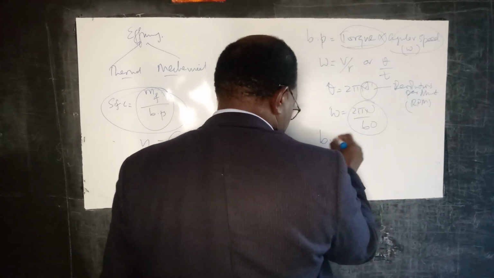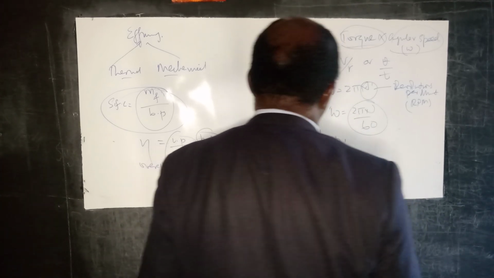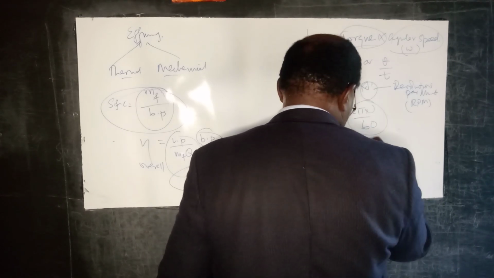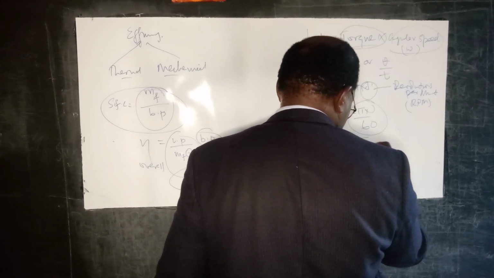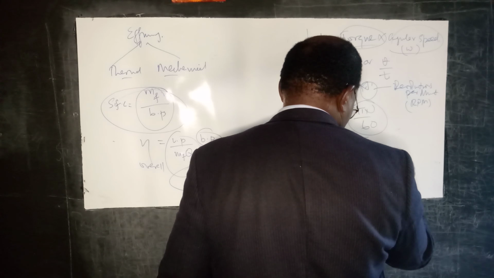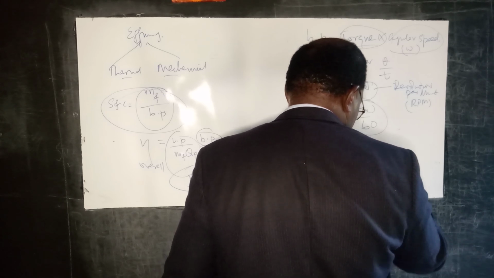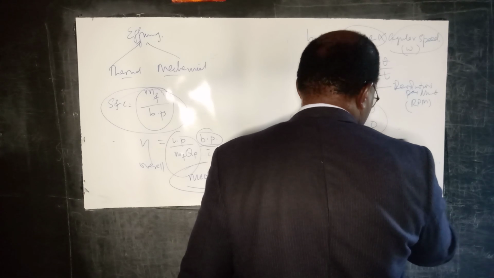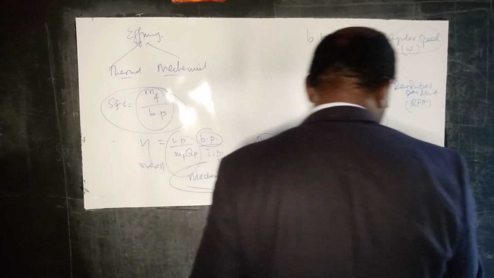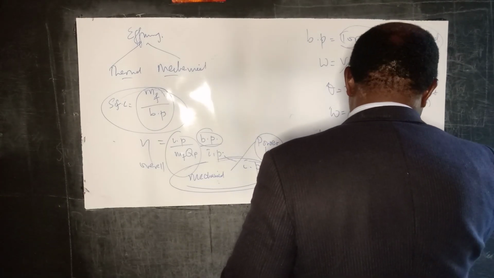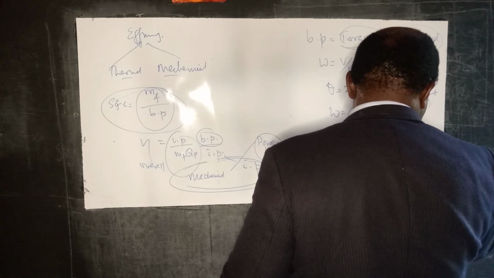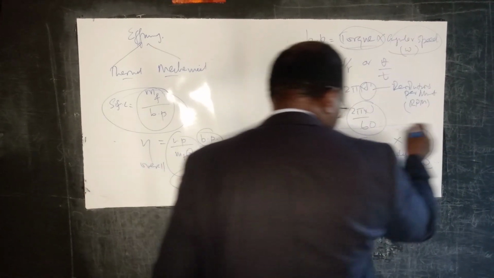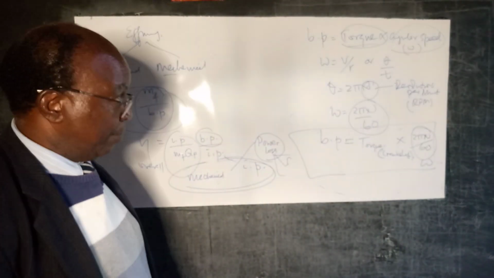So that the brake power is the torque on the crankshaft times the angular speed. Remember, torque is just force times displacement. That's the brake power.